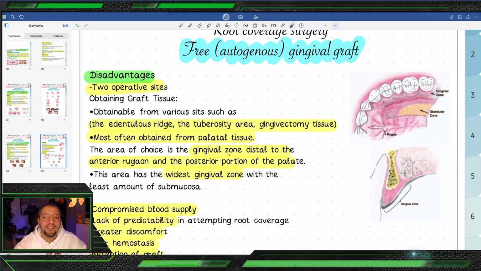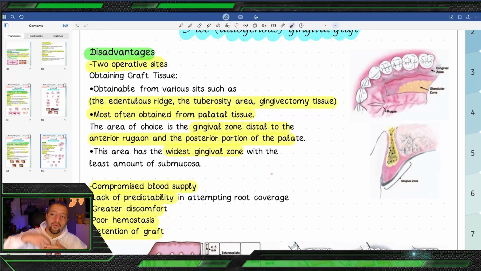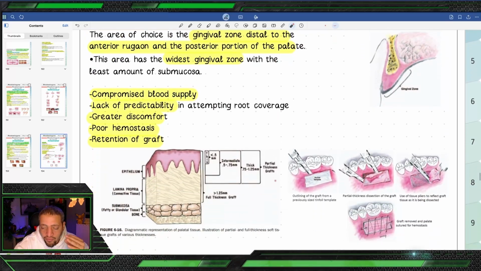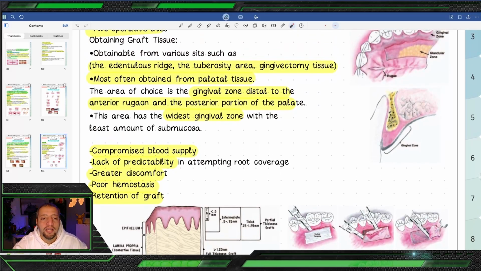The area of choice is the gingival zone distal to the canine and the posterior portion of the palate. So this is the palatal tuberosity, and this here is the palate. Why do we pick this one? Because this is the one with the widest gingival zone and attached gingiva, which will heal later on and give us good gum, because we don't want a thin friable gum. We would like to have good gum. Okay, what other problem or disadvantage does such a technique have? Compromised blood supply, because you are removing a big chunk of soft tissue.